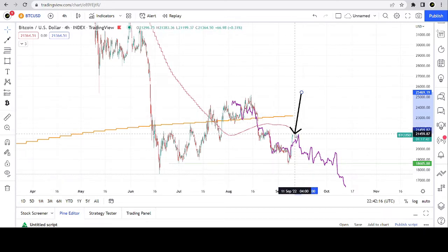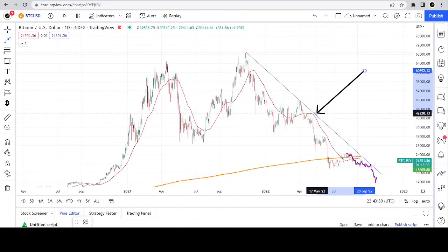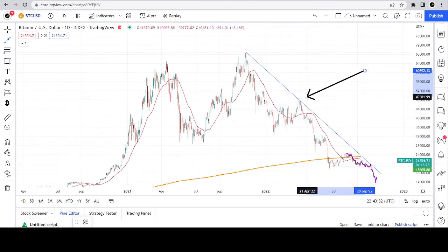Now it may top out right around here. This is where that fractal tops out. My personal target for Bitcoin is this trend line here. Now, why do I have this trend line as a target?